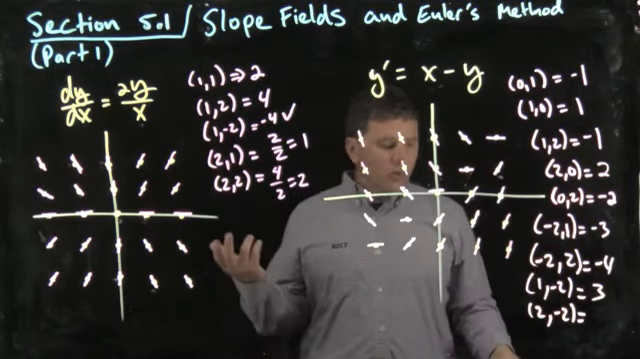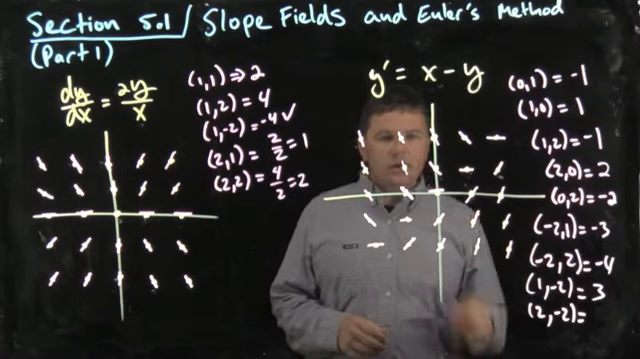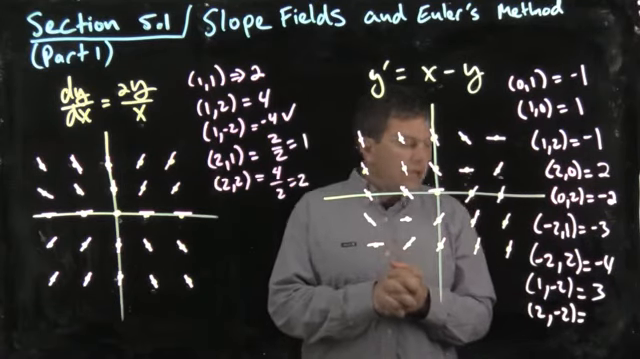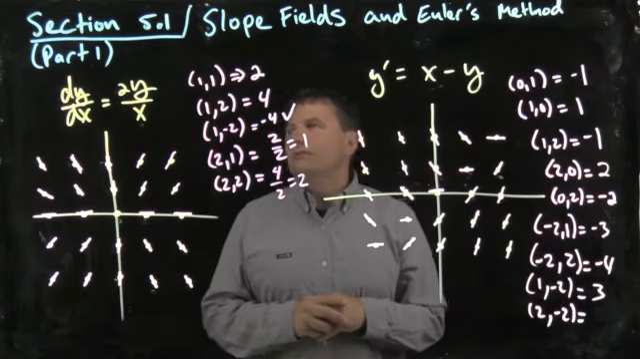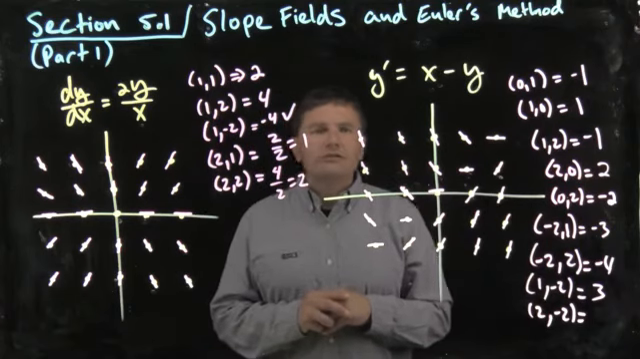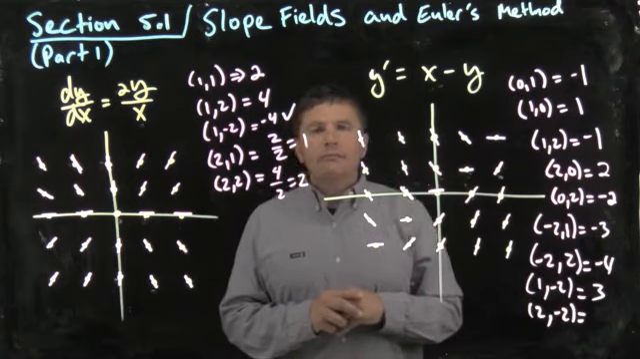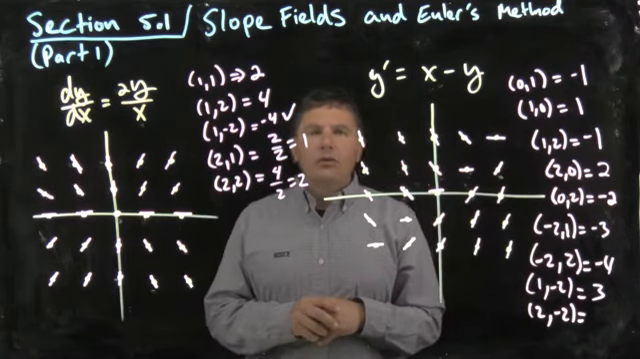Okay. Now at this point you might be given a point to sort of put in there and try to draw that slope field or the solution curve, but you're going to see that in different exercises. Okay, so that's part 1 of section 5.1. In part 2, I'm going to talk about Euler's method.